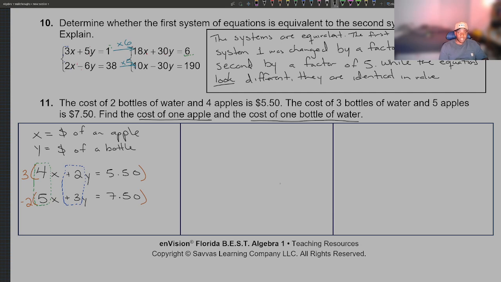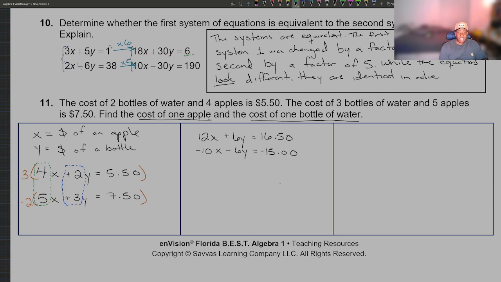3 times 4x is going to give us 12x. 3 times 2y is going to get us 6y. And 3 times 550 is going to get us 1650. Down below, negative 2 times 5x is going to get us a negative 10x. Negative 2 times 3y is going to get us a negative 6y. And negative 2 times 750 is going to get us negative 1500.